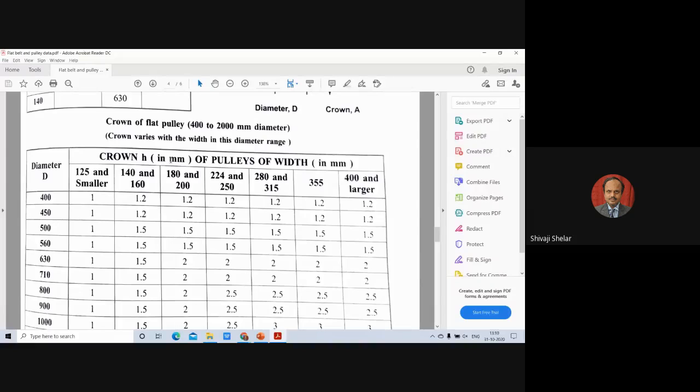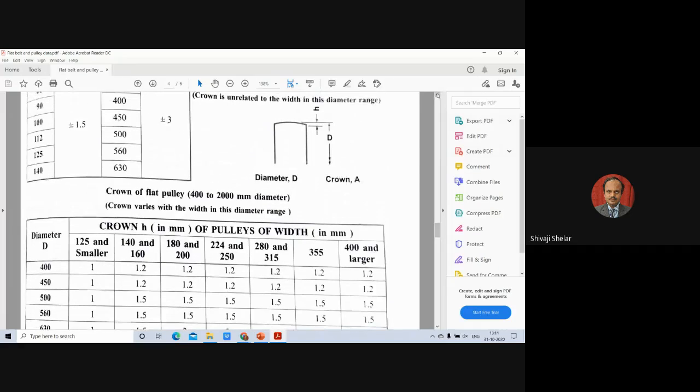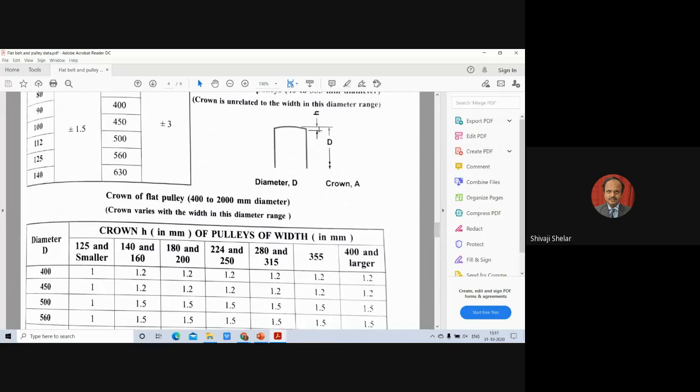So crown height h is given in terms of pulley diameter. If your diameter is increasing, then naturally your crown height is also increasing. Width is also important. So crown height will depend upon pulley diameter as well as the width of the pulley. This crown height is very important. If you don't have crown, then there is a chance of the belt slipping from the pulley surface. So to avoid side slipping, crowning of the pulley is very essential.